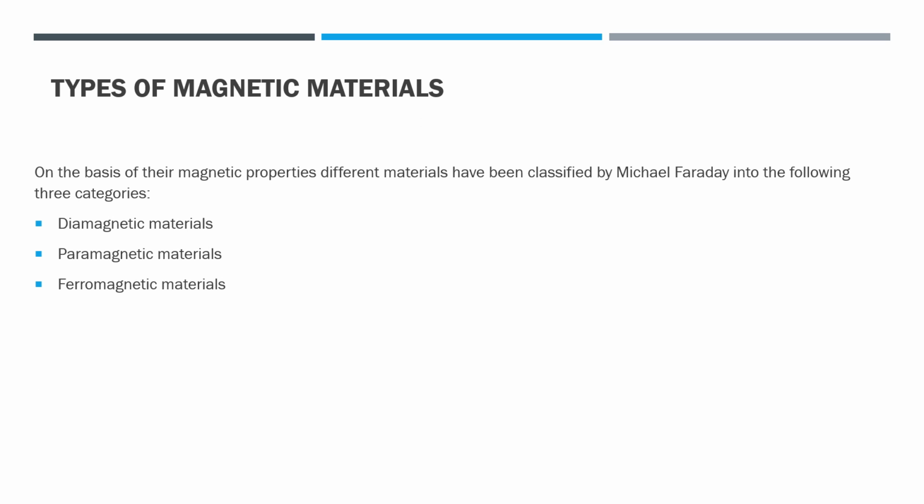The types of magnetic materials were divided into three groups based on their magnetic properties. This was done by Michael Faraday. Now, Michael Faraday was an English scientist who contributed largely to the study of electromagnetism and electrochemistry. The different types are diamagnetic material, paramagnetic material, and ferromagnetic material.